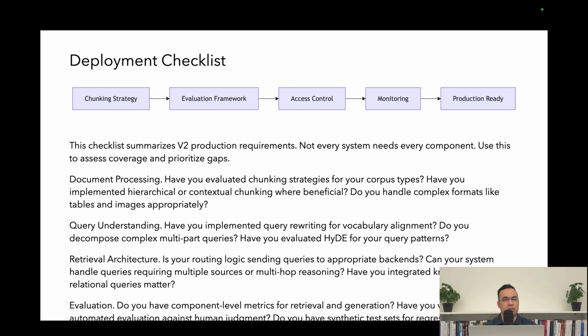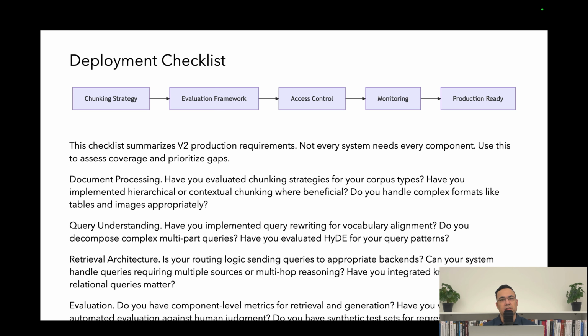A checklist for your V2 systems. For document processing, have you evaluated chunking strategies? Have you implemented hierarchical or contextual chunking? Do you handle complex formats? For query understanding, have you implemented query rewriting? Do you decompose complex queries?